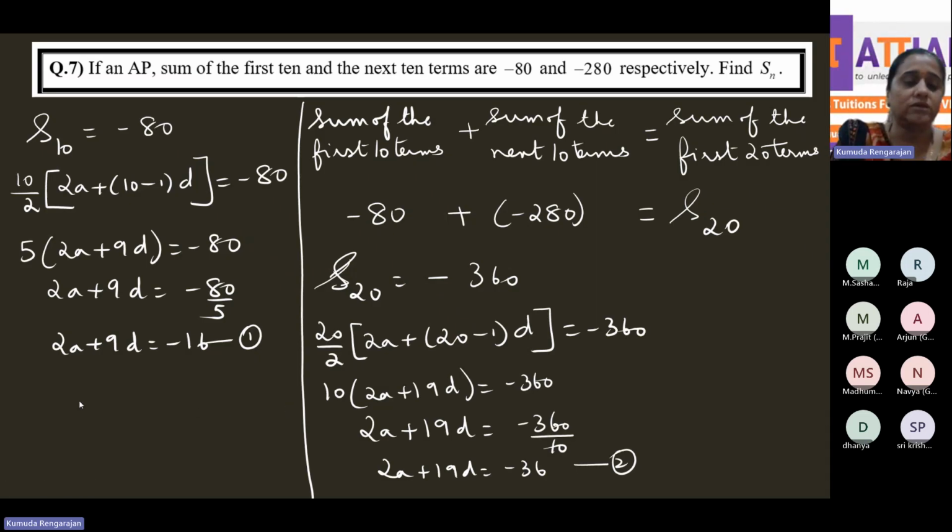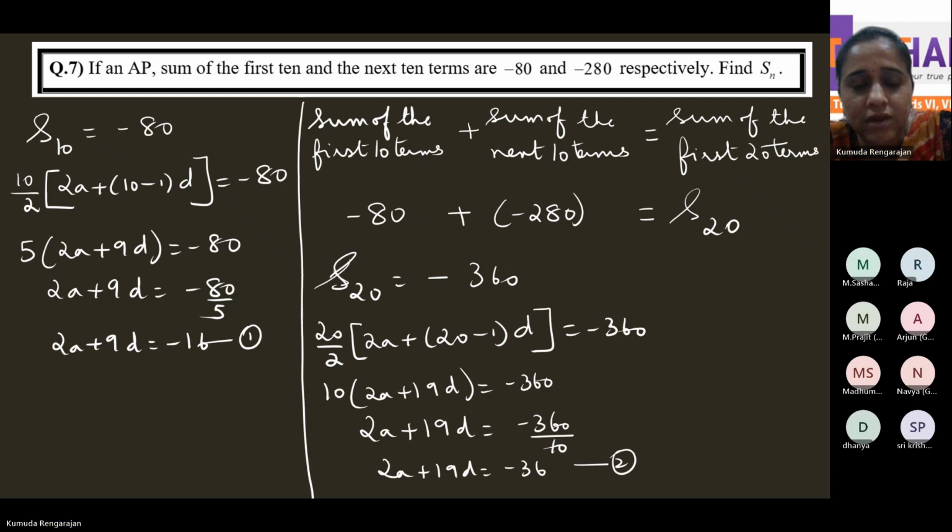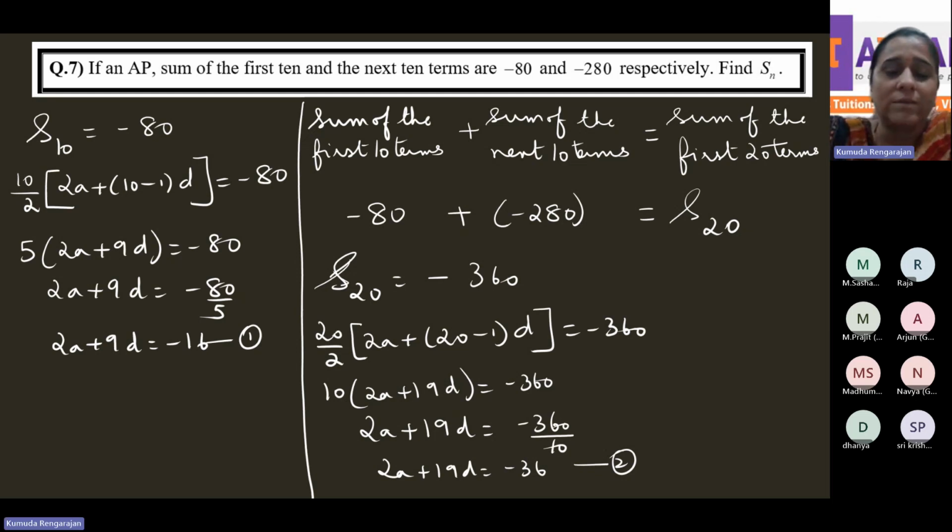So when you're given the sum of the first 10 terms and the sum of the next 10 terms, the sum of the first 10 terms is S10, which is minus 80. The sum of the next 10 terms cannot be represented as S10 because S10 is the sum of the first 10 terms only. So how do you use this information? The sum of the first 10 terms plus the sum of the next 10 terms is nothing but the sum of the first 20 terms. So we find S20. S20 is equal to minus 80 plus minus 280, which is minus 360.